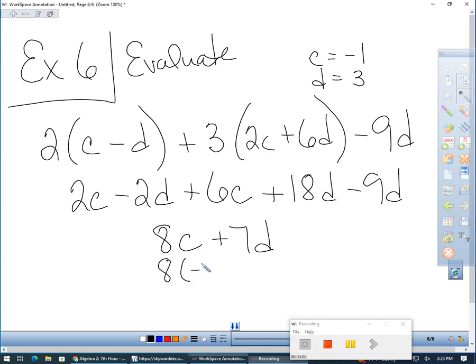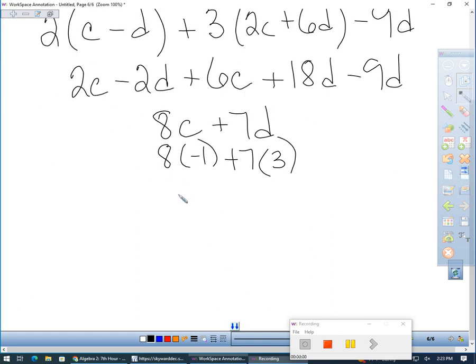So now we're going to plug negative 1 in for C. So I have 8 times negative 1 plus 7 times 3. 8 times negative 1 is negative 8. 7 times 3 is 21. So we get 13. All right? It's really important that you simplify the expression for me. Can it be done the other way? Yes. But students make way more mistakes, okay?